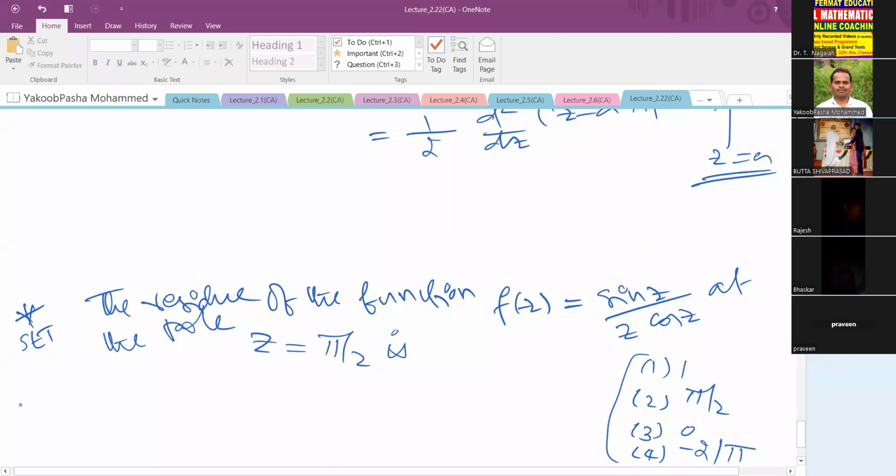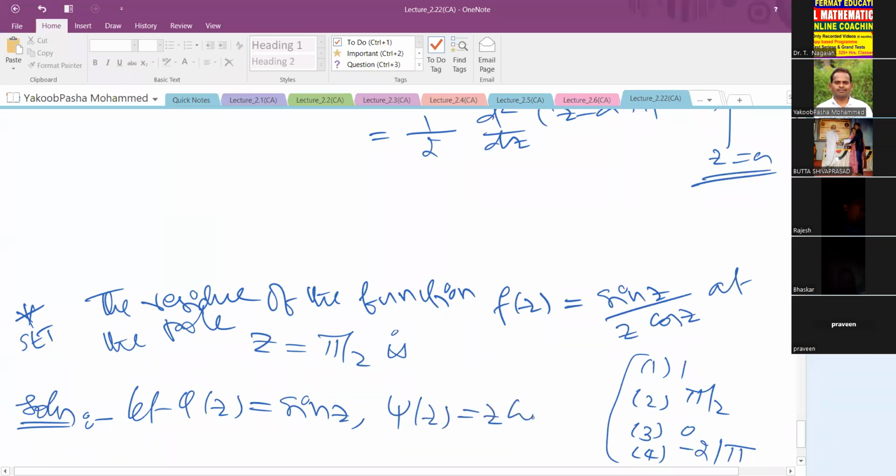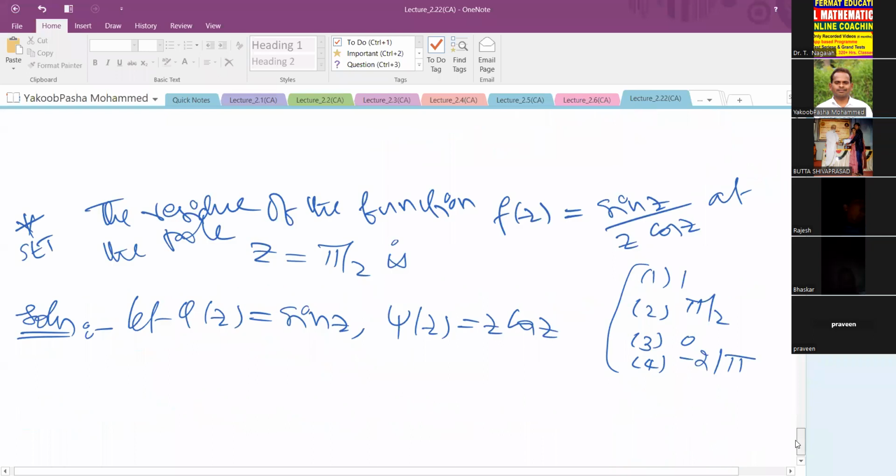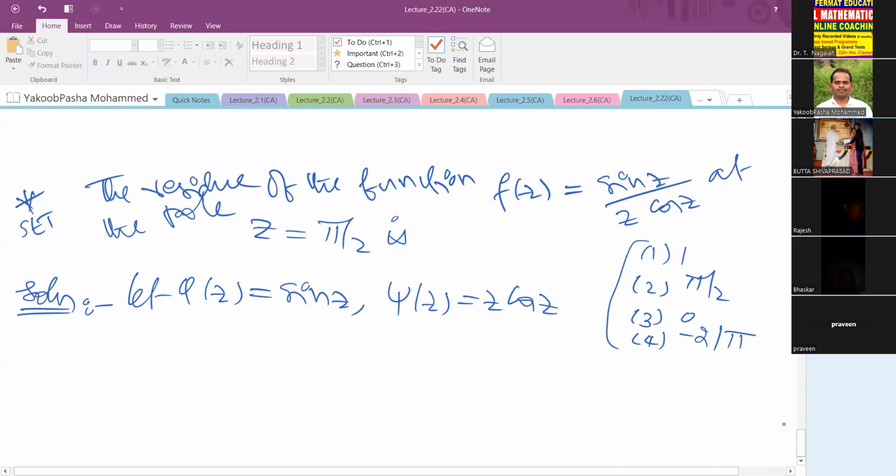First, we have to see the function here. It is in the form of a quotient function. So you can take phi of z is equal to sin z, no need to take the singularities, and psi of z is equal to z cos z. We have to verify the conditions: phi of z is not equal to 0, and psi dash of z is not equal to 0.